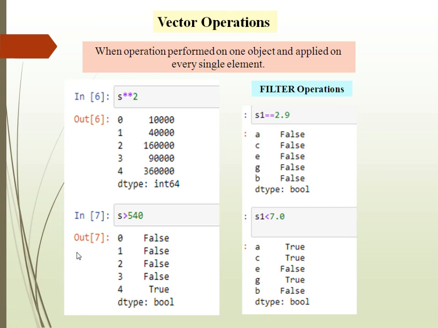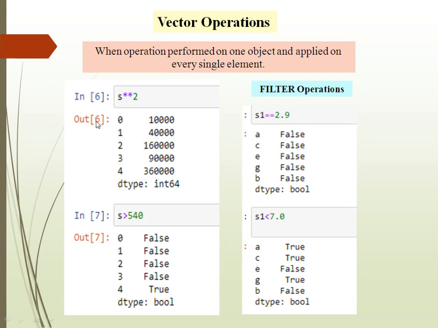Now we'll move to the next operation. This is known as vector operation. Do you know what a vector operation is? Children, a vector operation means an operation is performed on one object but it is applied to every single element. It's just like if I scold one child in the class and the whole class gets affected. So that is the vector operation. So understand it, it is very easy.